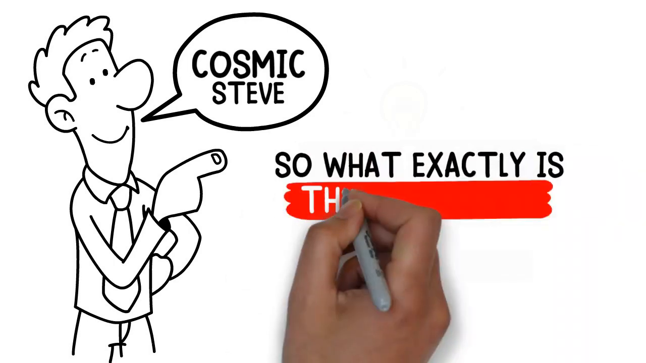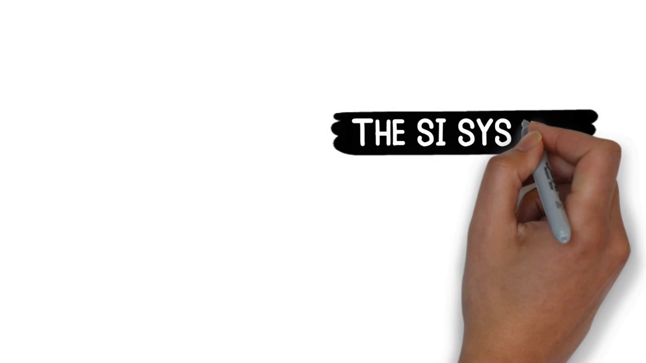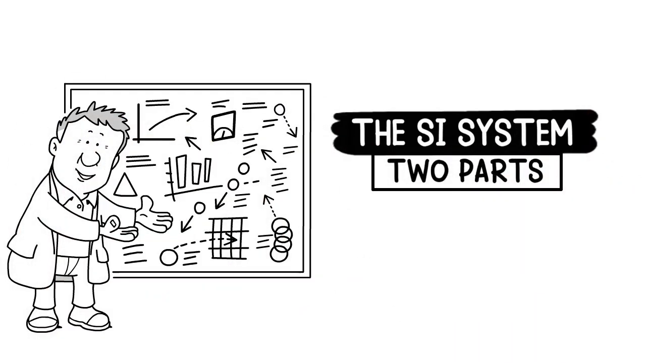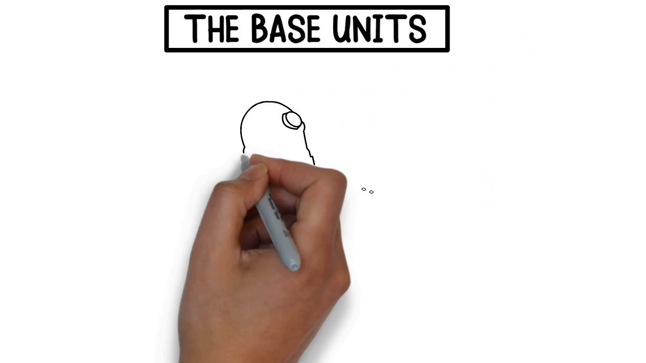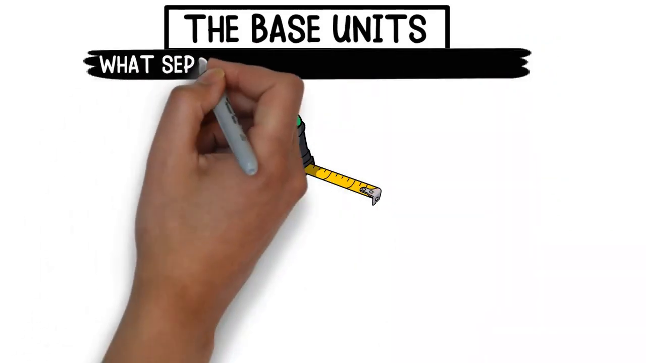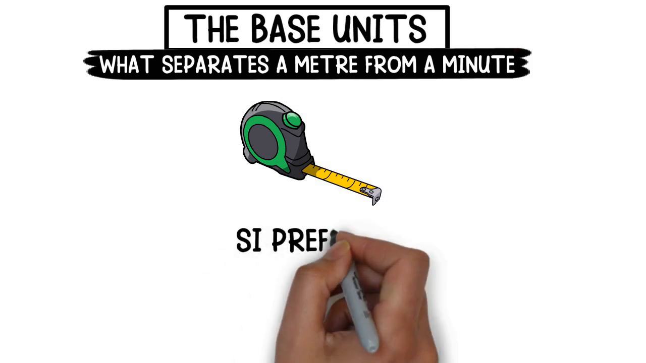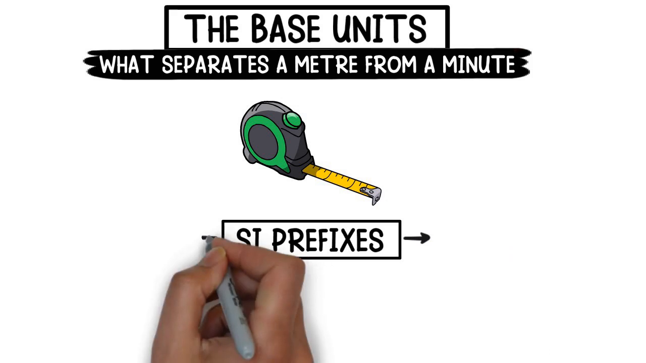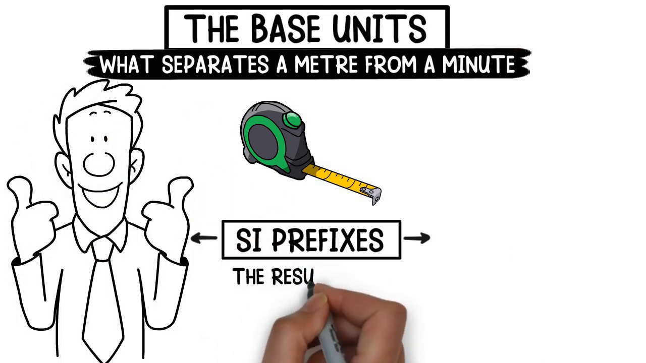Okay, so what exactly is the SI system, I hear you say? The SI system is split into two parts. It is what scientists decided to use in order to quantify different types of measurements. The base units are used to determine and separate different measurements, and it is what separates a metre from a minute. To organise the different quantities of measurements, we use the SI prefixes. These two things are entirely independent of each other, but when they are both used together correctly, the results are harmonious.